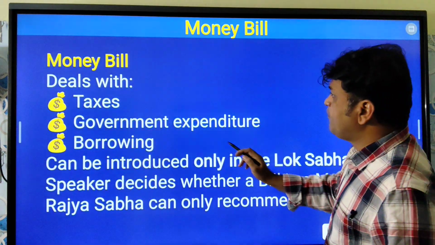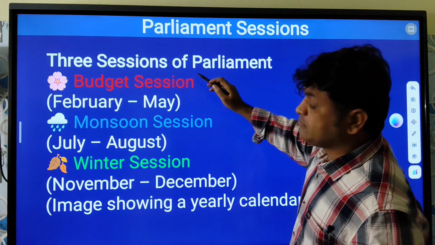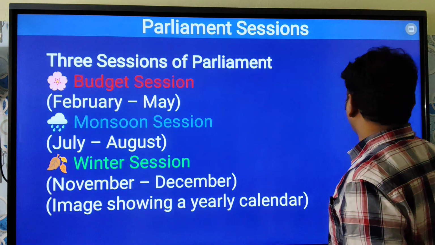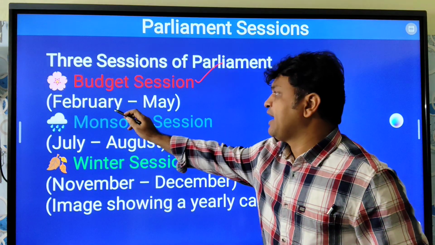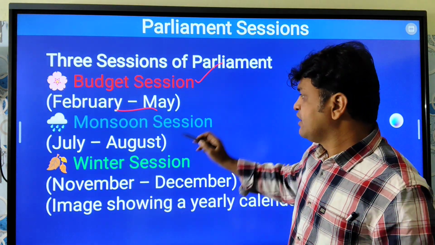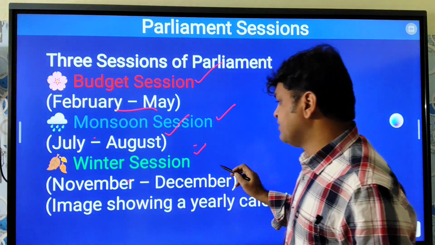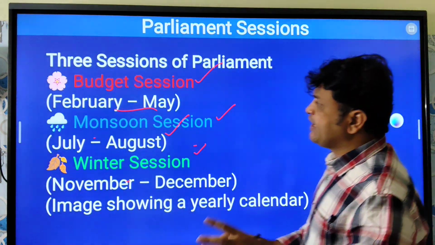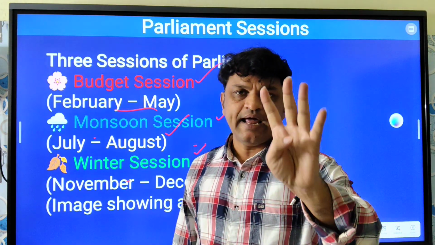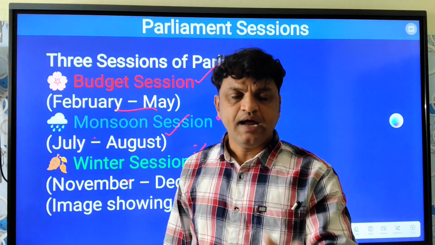Okay, I hope that is clear. Now, Parliament sessions. Parliament sits for 3 sessions. We have the budget session, February to May. The government members will sit in the Lok Sabha for the budget session. Then we have the monsoon session, July to August. Then we have the winter session, November to December. So these are the 3 sessions: budget session, monsoon session, and winter session. Three times Parliament will sit and discuss public issues and pass the bills and pass the budget.